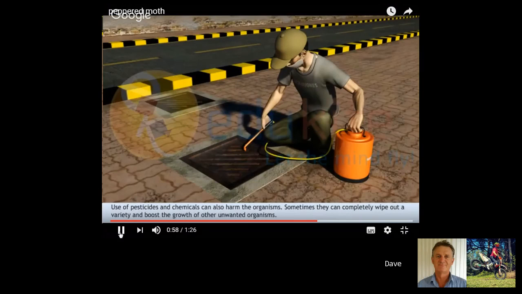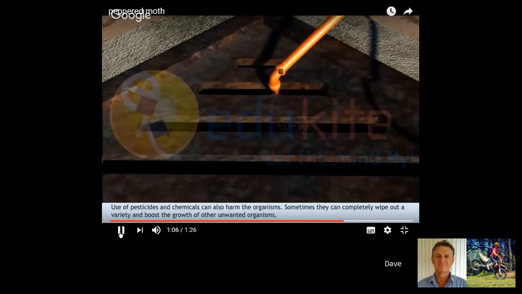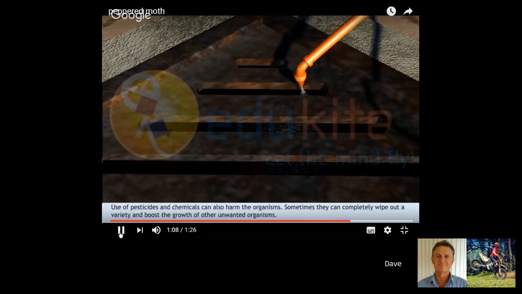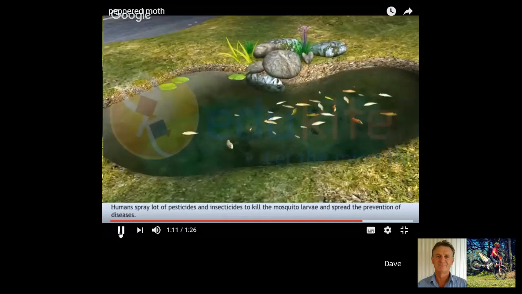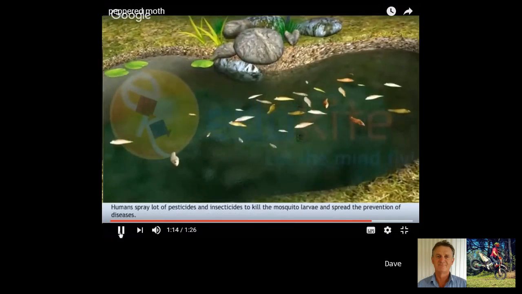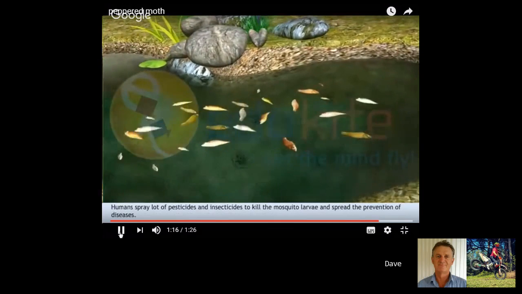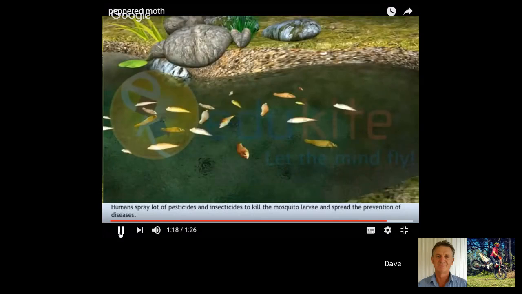Use of pesticides and chemicals can also harm the organisms. Sometimes they can completely wipe out a variety of other unwanted organisms. Humans spray a lot of pesticides and insecticides to kill the mosquito larvae and prevent the spread of diseases. These insecticides can kill a variety of other organisms, including fishes, leading to their extinction.